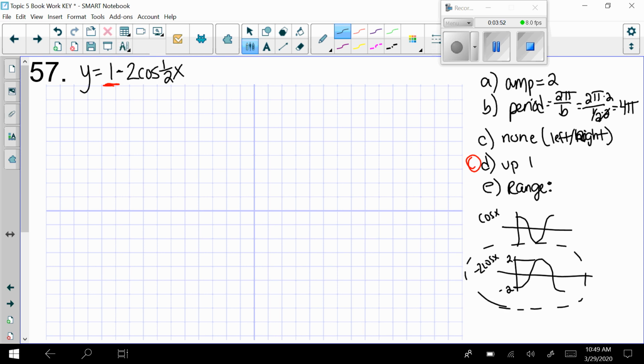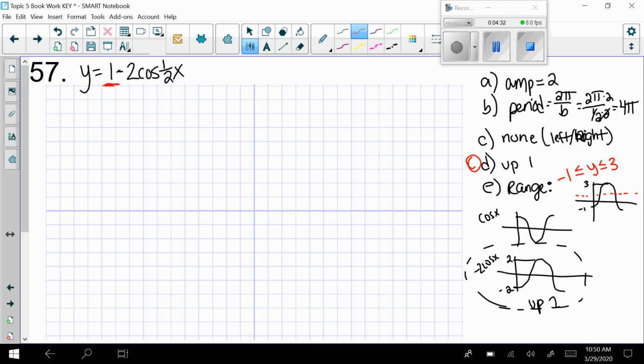We'll get the period in there in a second, but the only thing that I know now is that this has to be shifted up 1 unit. So this whole thing has to go up 1. So that's going to now make my sketch be starting at -1 and going all the way up to 3. So this is from -1 all the way to 3. And that midline will be right here, +1, amplitude of 2. So the range, now I can answer that question, is going to be between -1 and 3.